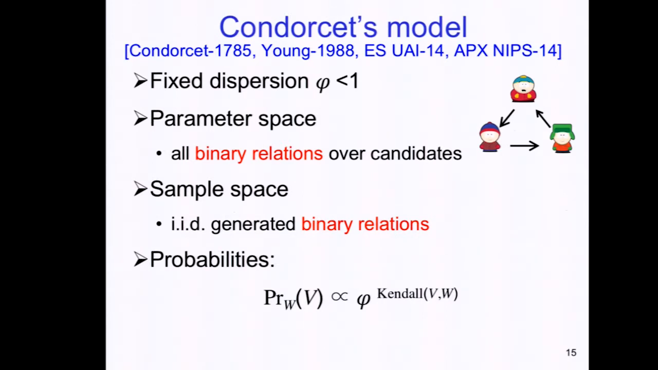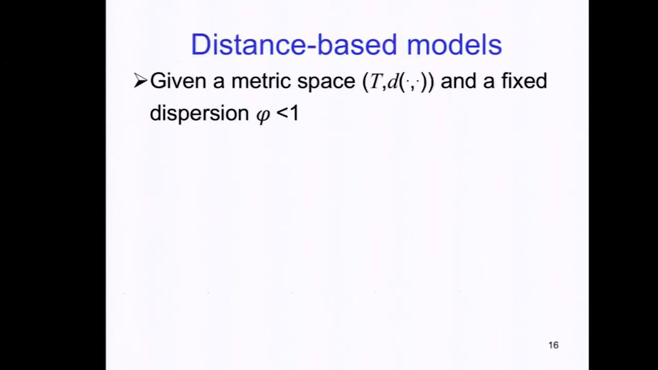So the parameter space and the sample space are all composed of possibly cyclic rankings. And in that case, you can still define the Cantor distance, right? Just look at all of the pairwise comparisons and see how many pairwise comparisons don't agree. And the probability is almost exactly the same. The formula is exactly the same. It's proportional to phi raised to the Cantor distance between these two rankings, the ground truth ranking and the generated ranking. Here, ranking means binary relations.